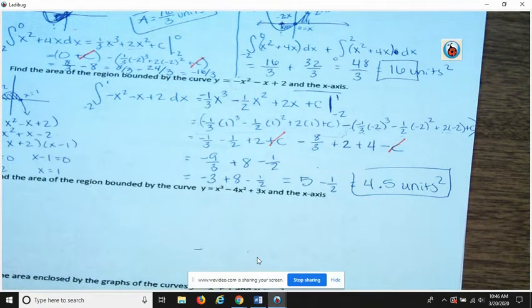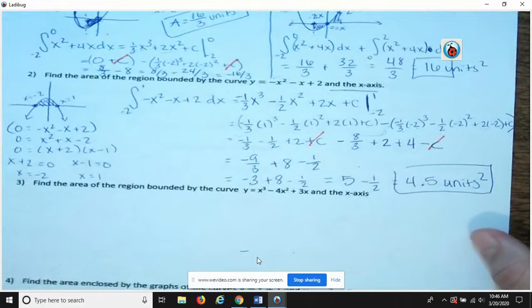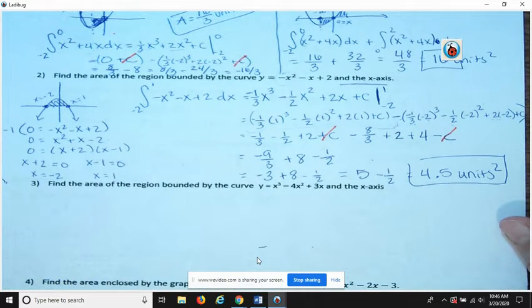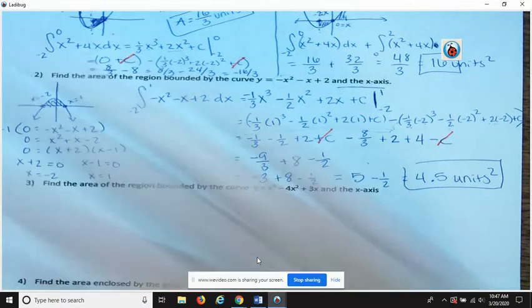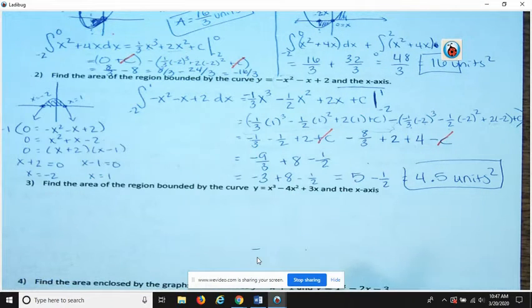Okay, so there's that problem right there. I'll let it sit here for a minute so you can see the entire solution. And then now we're going to move on to number 3. Whew, this is a long one. I'm very sorry for the length of this video on all the parts.